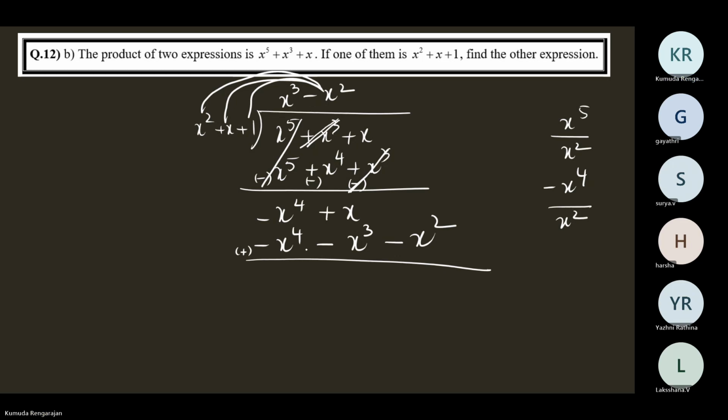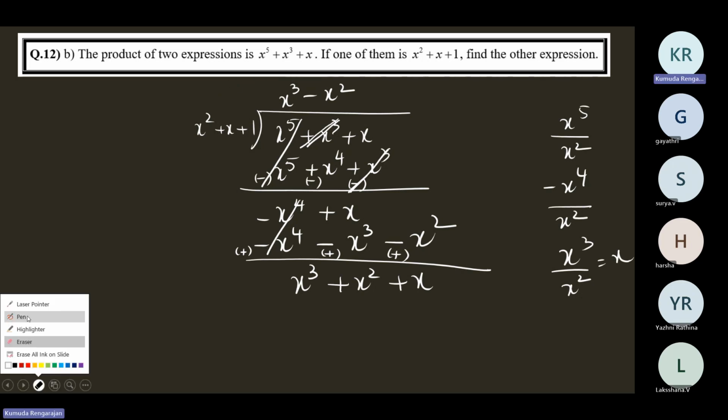Change the signs. Cancels. And here, this is x cubed. That should be written first. And then plus x squared and then plus x. Write the remaining terms in the descending order of the powers: x cubed, x squared, and then x. Again, x. This is the new dividend. X cubed by x squared, which is x. Now, put that x here in the quotient. That's the next term in the quotient.